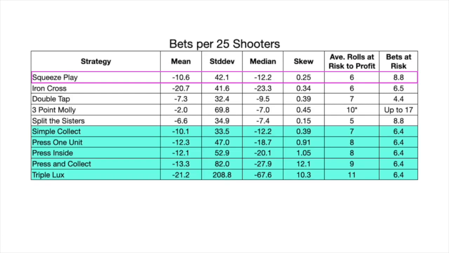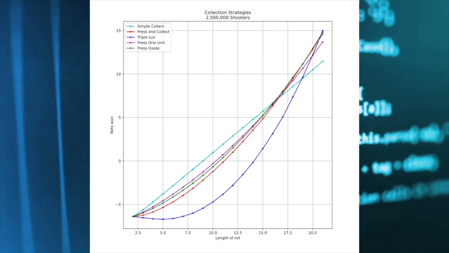You'll have to pick your own way to play based on your risk tolerance and what makes the game fun for you. Here we have the zoomed-in roll length versus winnings plot again. When looking at this plot, one might be tempted to wonder why not stay on simple collect track, and then when the other strategies cross over it, like here or here, jump to one of them.